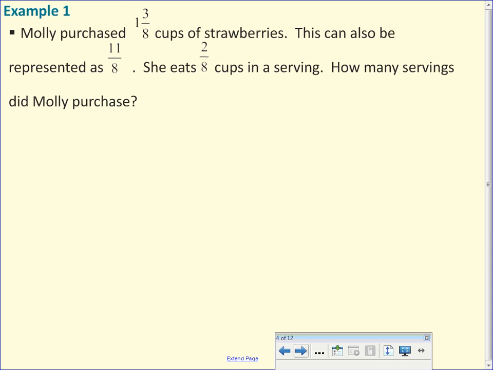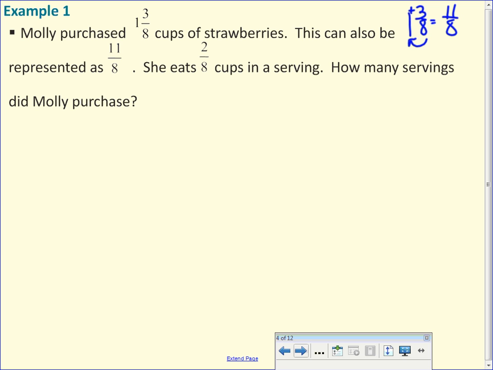All right. Let's get back to what we worked on yesterday, dividing fractions by fractions. Molly purchased 1 3/8 cups of strawberries. This can also be represented as 11/8. So 1 3/8 equals 11/8. Do you remember that? 8 times 1 is 8, plus 3 is 11. Remember that from elementary school? So she has 11/8.